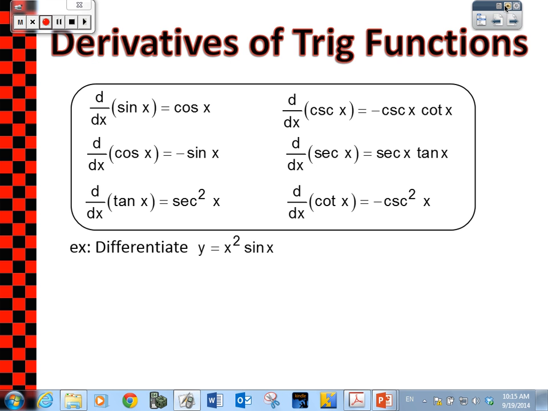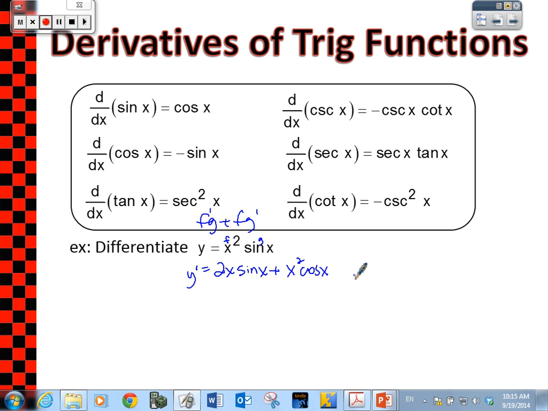And so we do our f'g plus fg', first things first, second things second. So y prime equals. We remind ourselves that the first thing is f and the second thing is g. The derivative of f would be 2x, copy g, plus copy f, and the derivative of g, the derivative of sine, is cosine.